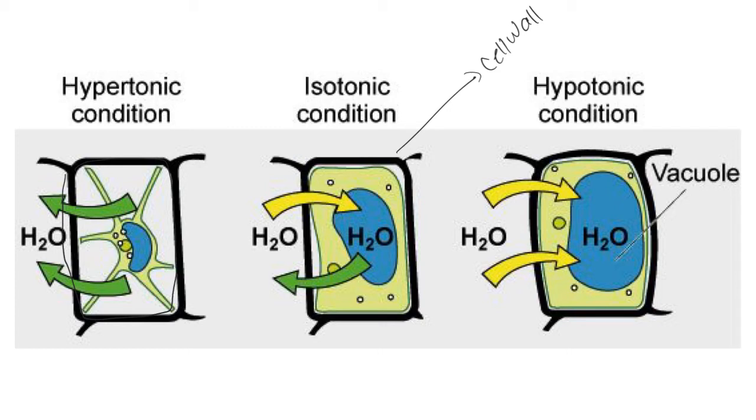In a hypotonic solution, the cell swells and it pushes that cell wall out a little bit, but it does not explode in the same way that an animal cell would because of that structure of the cell wall. And lastly, in an isotonic solution or condition, we see water moving equally between inside and outside of the cell.